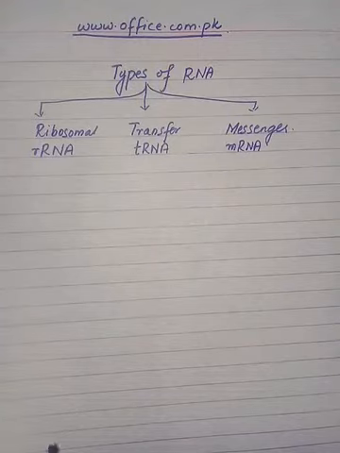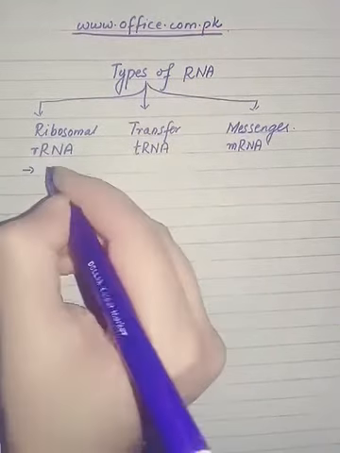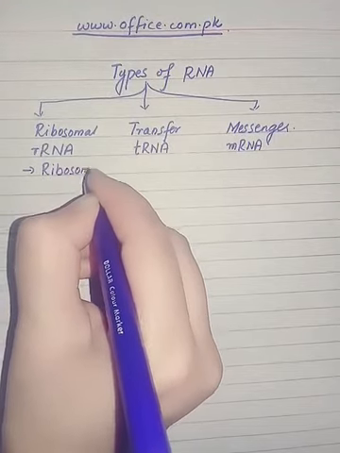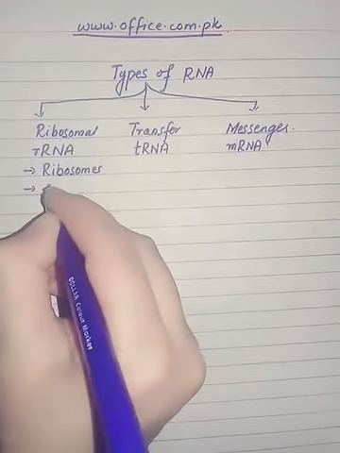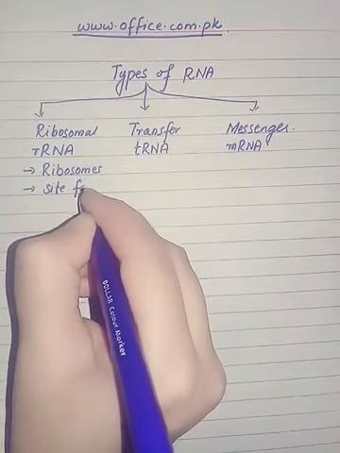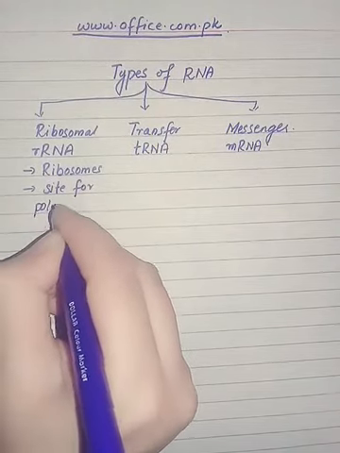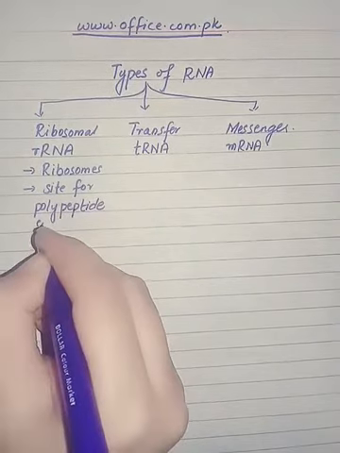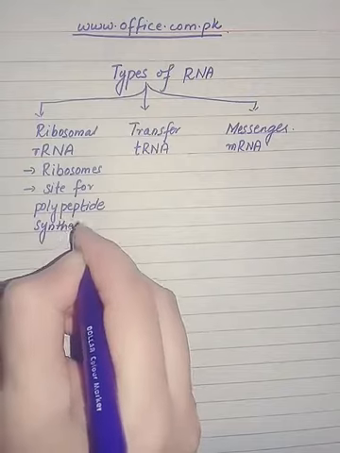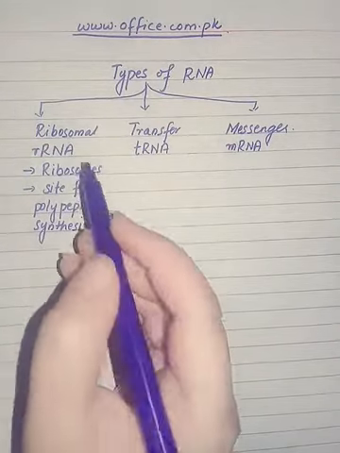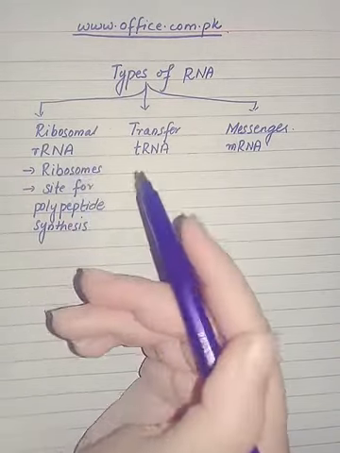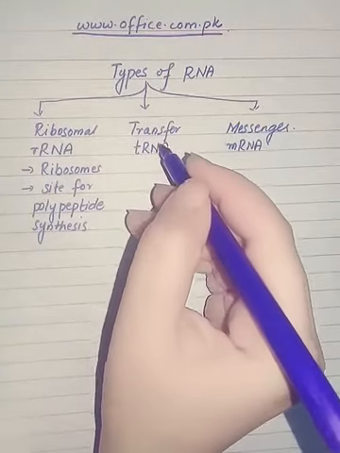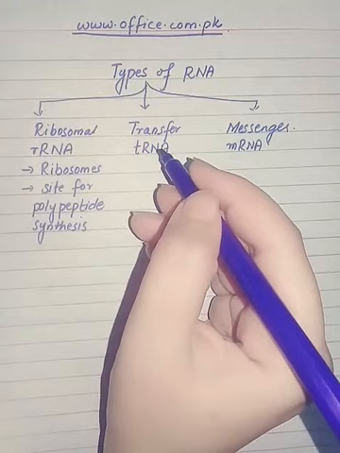First of all, let us talk about the ribosomal RNA. It is present in ribosomes and they are basically the site for polypeptide synthesis. Means ribosomal RNA is the site where protein is synthesized. The next is transfer RNA or tRNA.